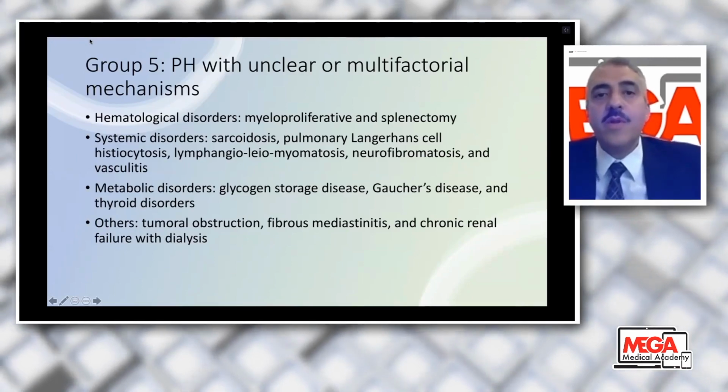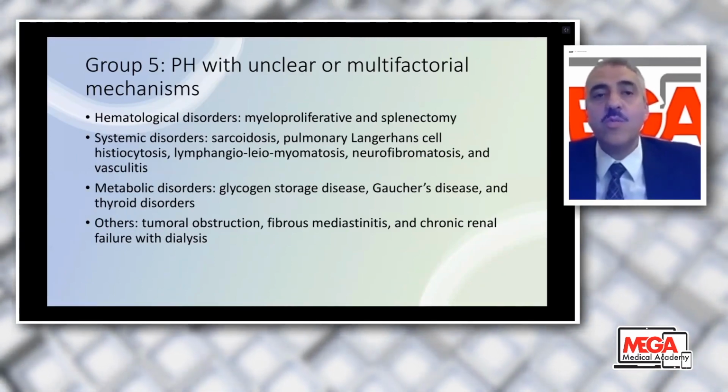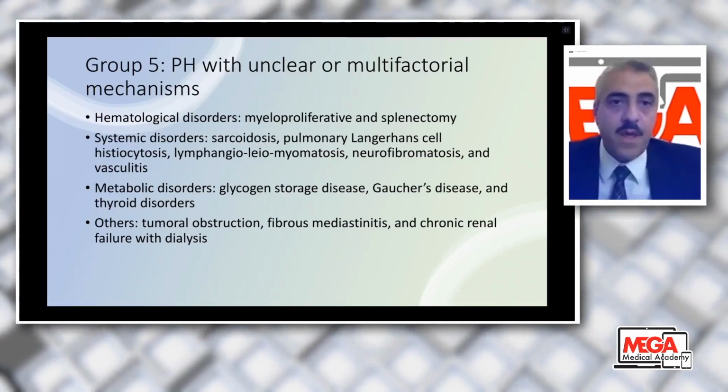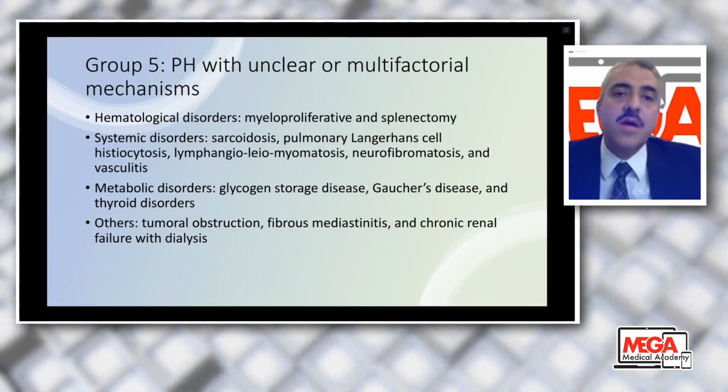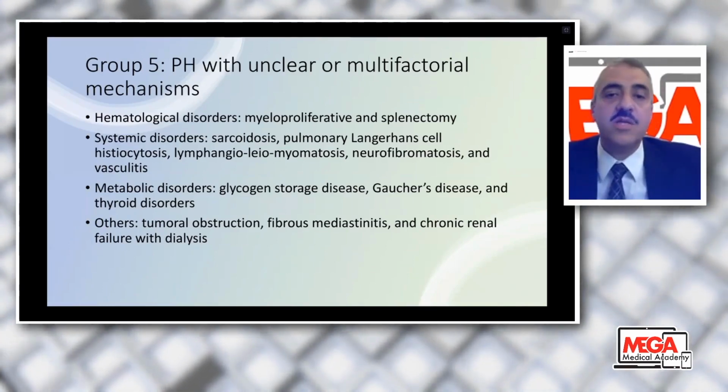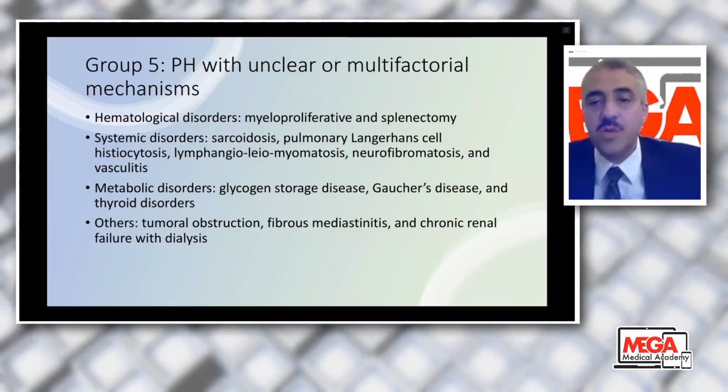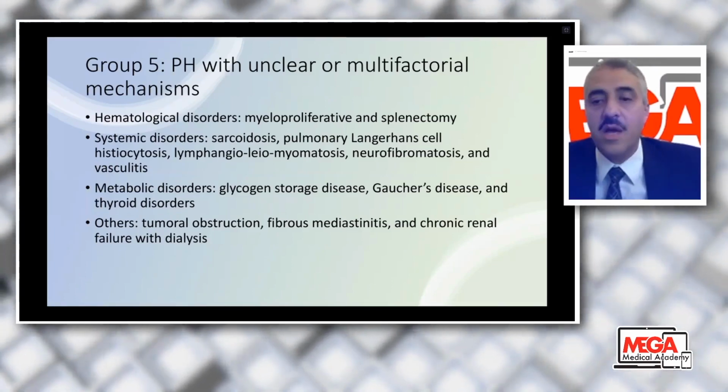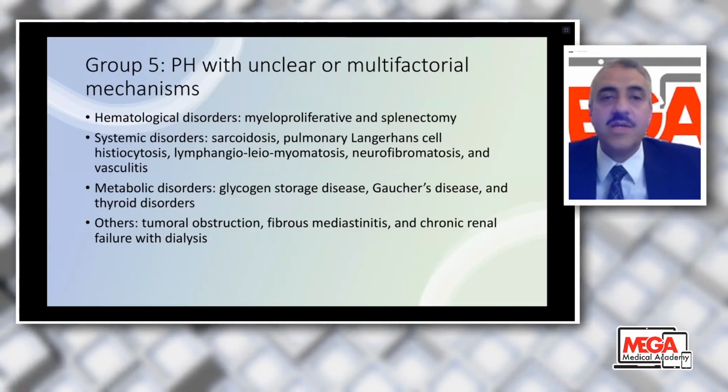Group 5 is pulmonary hypertension with unclear or multifactorial mechanisms. This includes a nonhomogeneous group of diseases like sarcoidosis, glycogen storage disease, Gaucher disease, and chronic renal failure with dialysis.